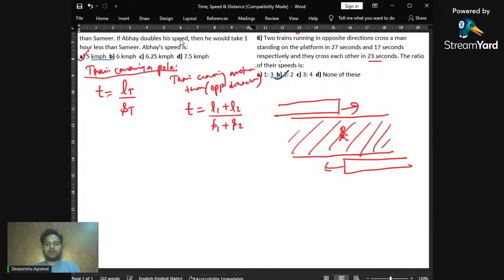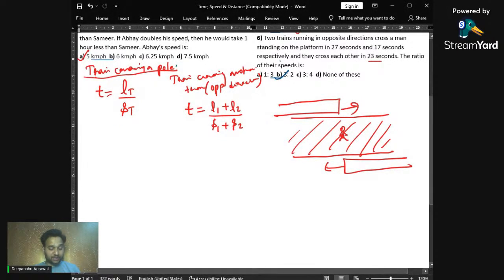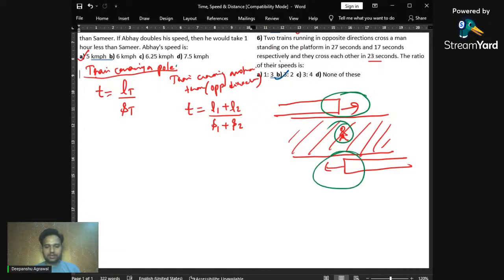Okay, so now as you can see, there are three different crossings, if you are able to notice. Train one is crossing this man, this train is crossing this man, and this train is crossing this train. Both trains are crossing each other. So there are three types of crossing.